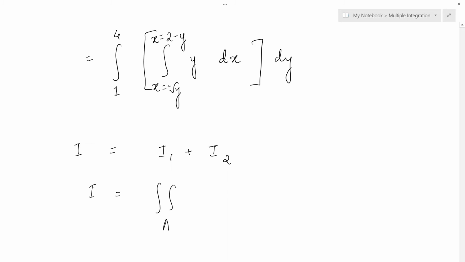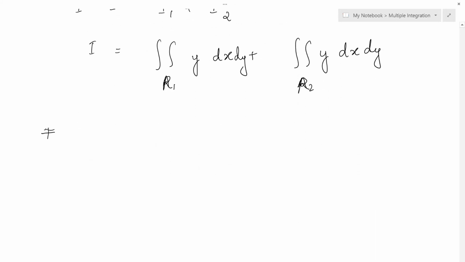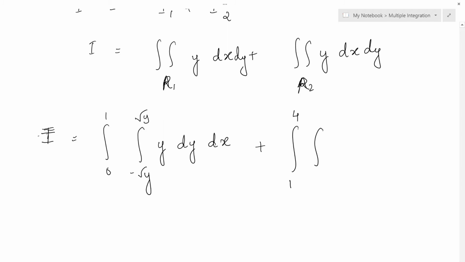So it will be double integration over A1 and double integration over A2. I mean region R1 and region R2 you can write. So we have considered the regions R1 and R2. So the final limits of integration will be 0 to 1, minus root y to y, dy dx. Here the second integration is 1 to 4, minus root y to 2 minus y, dy dx.